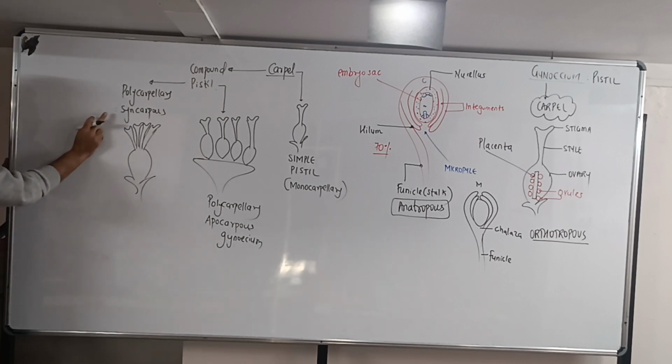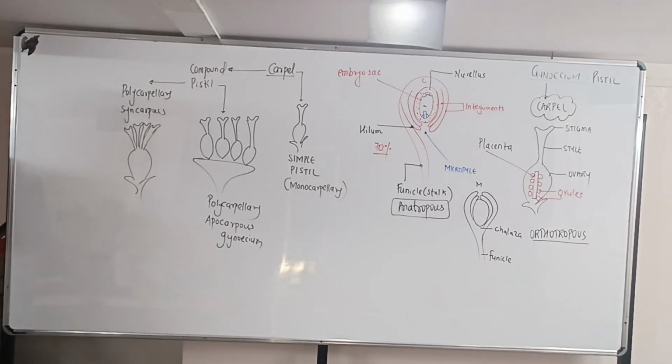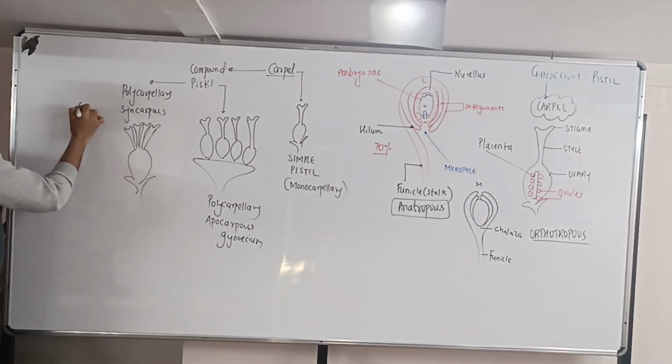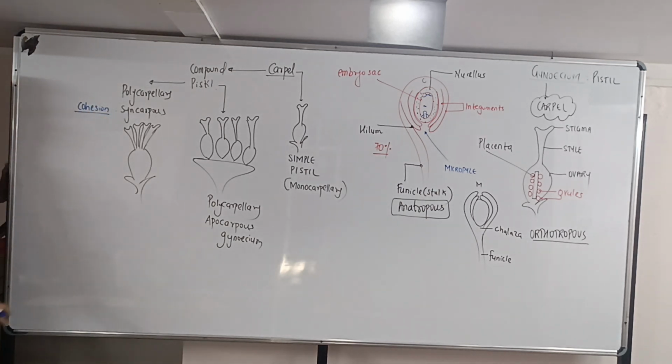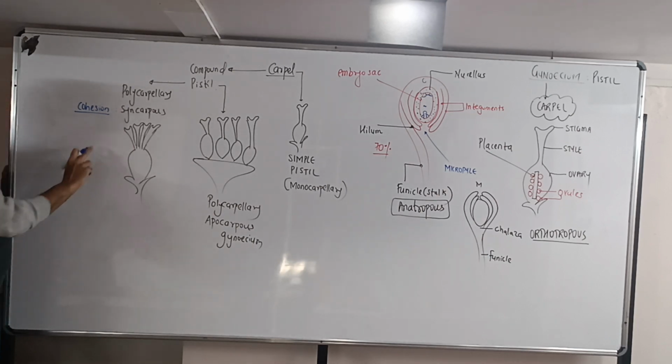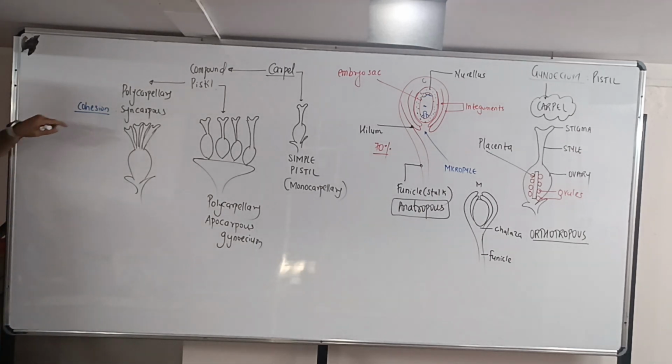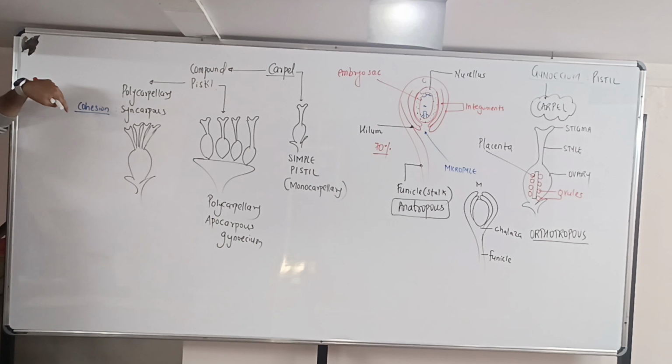Tell me, is it a cohesion or is it an adhesion? Cohesion. Why cohesion? Because when do we use the word cohesion? When it is a fusion within the same whorl, it is called cohesion. Sit down. So polycarpellary syncarpous condition is an example of cohesion. Clear, all of you?